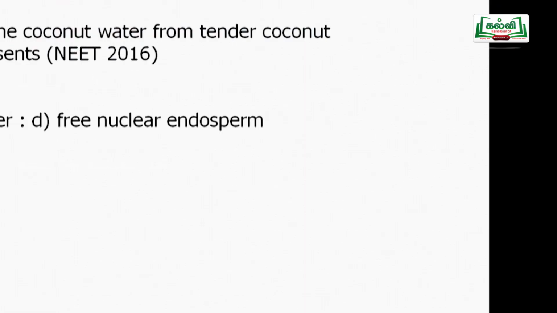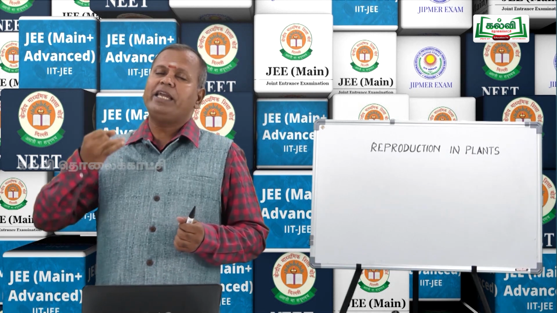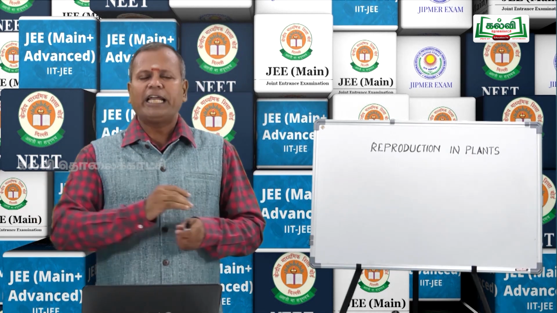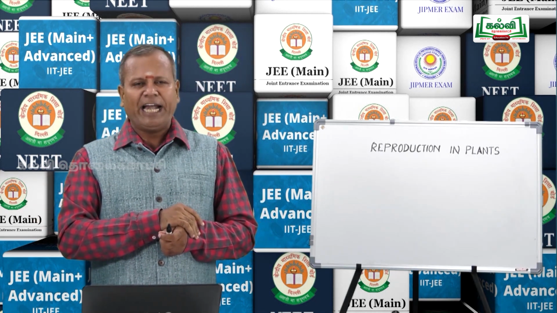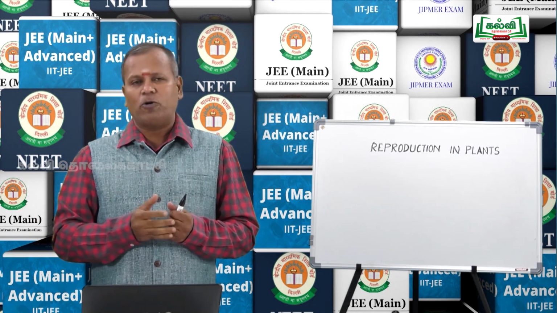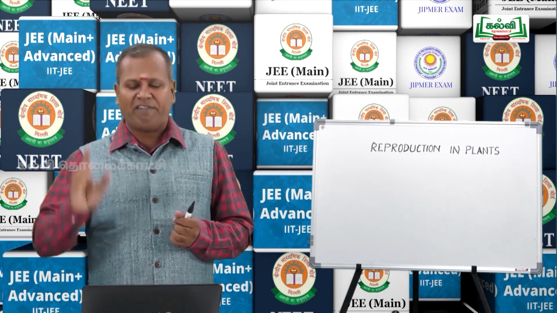free nuclear endosperm. You know, endosperm is a nutritive tissue for the developing embryo, and 3 types of endosperm are reported in higher plants. Number 1, nuclear endosperm. Number 2, cellular endosperm. Number 3, helobial endosperm. The coconut possesses free nuclear endosperm, and it is the edible portion in coconut, Cocos nucifera.